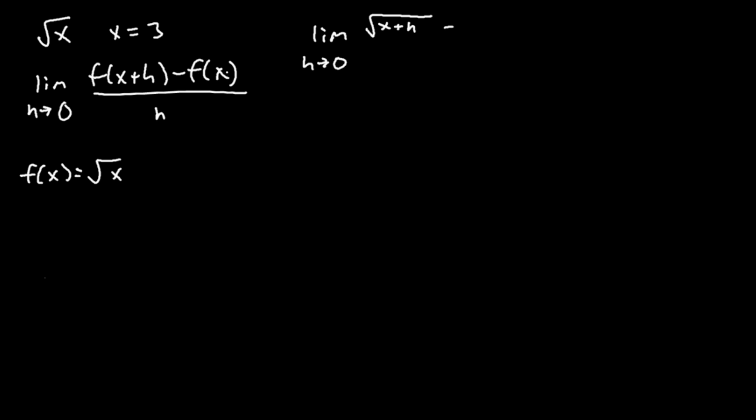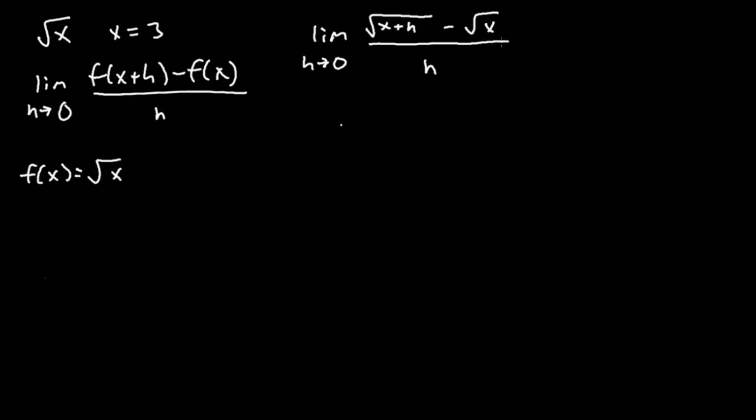Minus just your function of x. So technically we're plugging in x here, but x is the same. So we leave that with the square root of x. Your function is just the square root of x, so we can just substitute that in here, over h. Now again, we can't plug in 0, so let's go ahead and algebraically manipulate this a little bit.